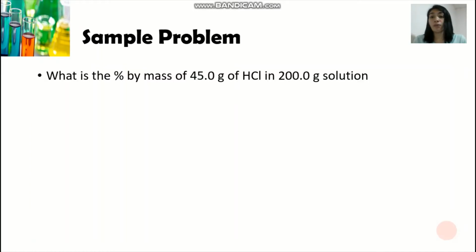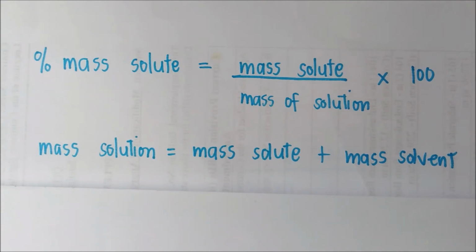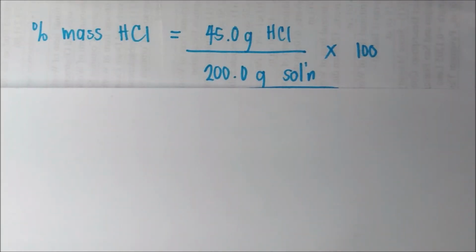So, first problem, what is the percent by mass of 45 grams of hydrochloric acid in 200 gram solution? Okay. So, use the formula. You may check. Okay. So, pause the video to solve the problem. To solve the problem, we are going to use this formula. Percent mass solute is equal to mass solute divided by mass of solution multiplied to 100. Okay? Now, if the mass of solution is not given, you simply add the mass of the solute and mass of the solvent.